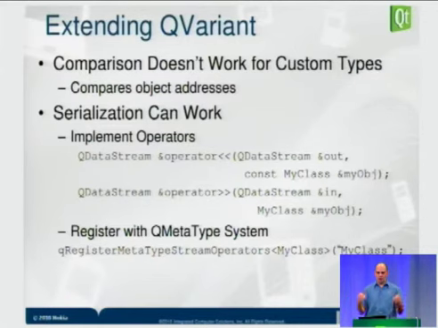However, something that does work very well is integration with QDataStream. You want to serialize your object, maybe out to a file that's binary, maybe off across the network. And what you can do is simply implement QDataStream operators that have this particular function signature, and use qRegisterMetaTypeStreamOperators. What this is going to do is register your serialization methods with the variant system.